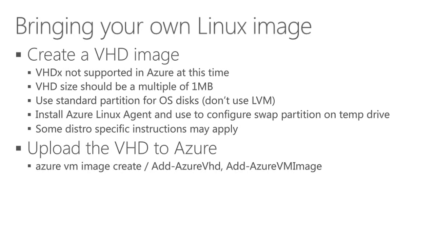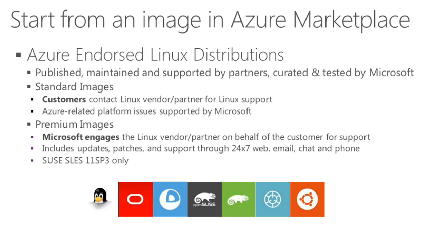All right. So the second path is starting from an image in the marketplace. Azure today endorses a set of Linux distributions, and we also work with these distribution vendors to make sure that their images are available in our Azure marketplace. So a customer can go to the Azure marketplace, and I'll show a quick demo of this, and just pick the distribution that you want, pick the version of the distribution, and just get going. In general, all these images are published and maintained and supported by these distribution partners like Canonical and OpenLogic and so on and so forth.